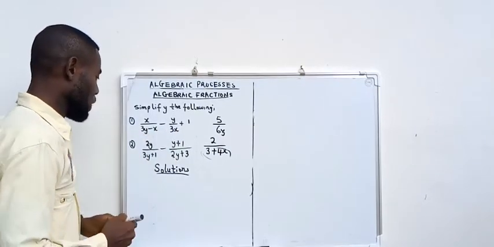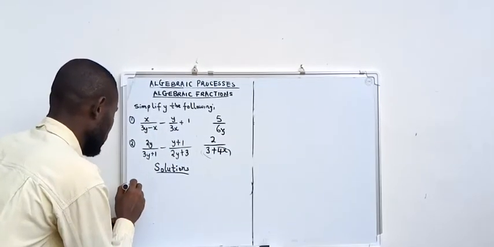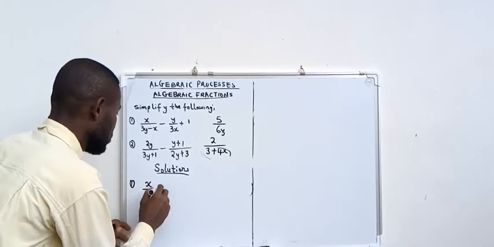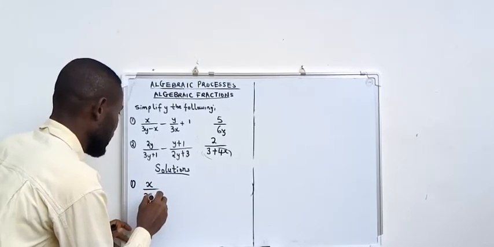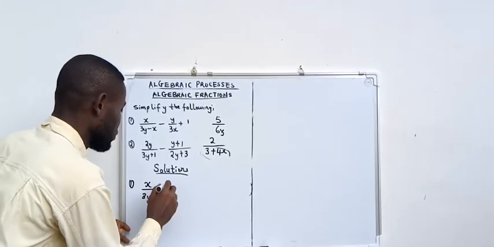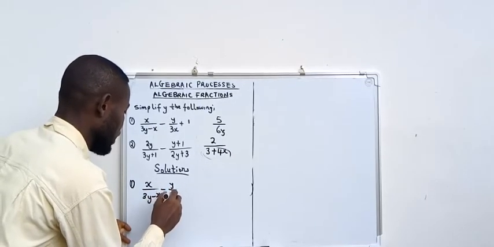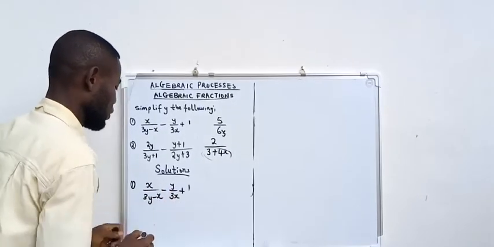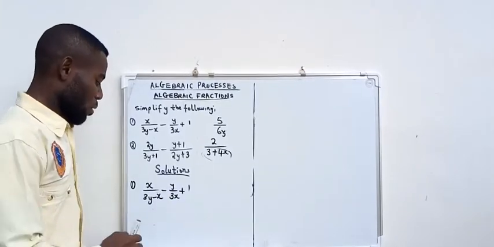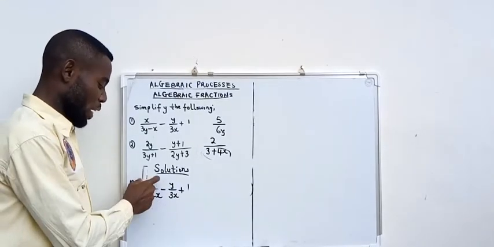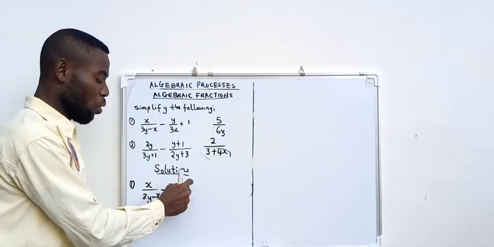The first one says x/3y minus x, minus y/3x plus 1. All these ones here are fractions. They are in fractional form. We have only one whole number here.